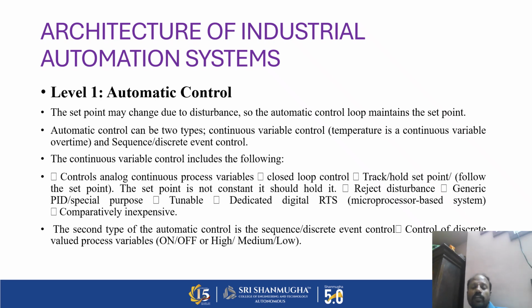The second type of automatic control is the sequencer, discrete event control. That is the control of a discrete variable process: on or off, or high, medium, low. That is discrete control.